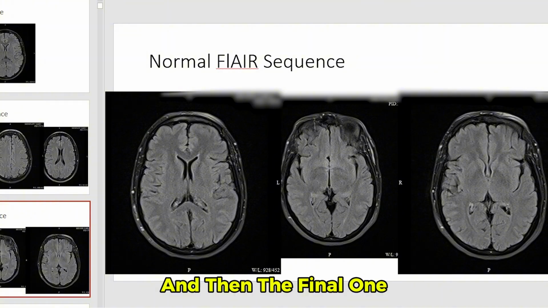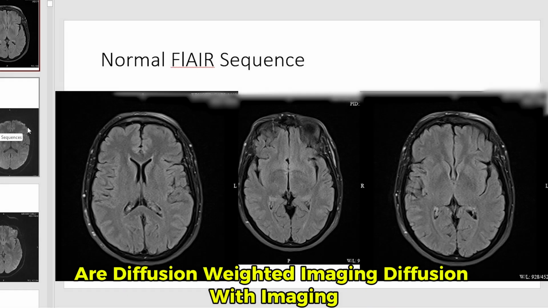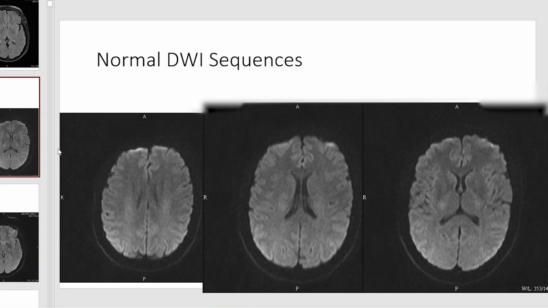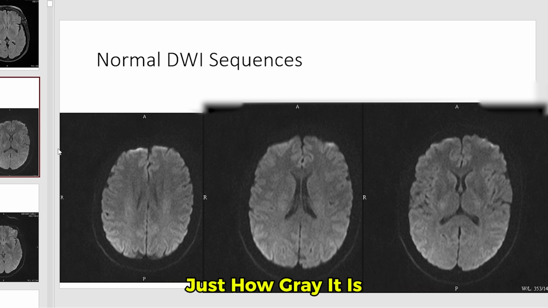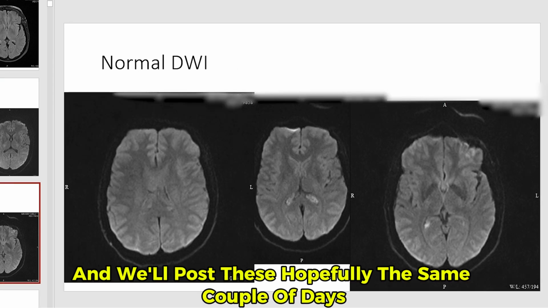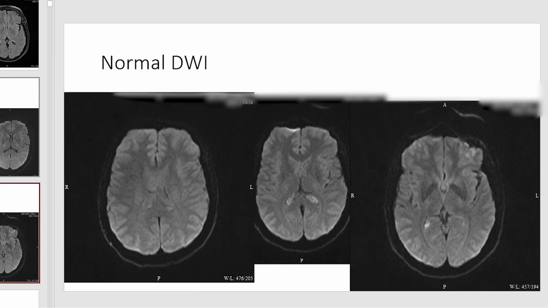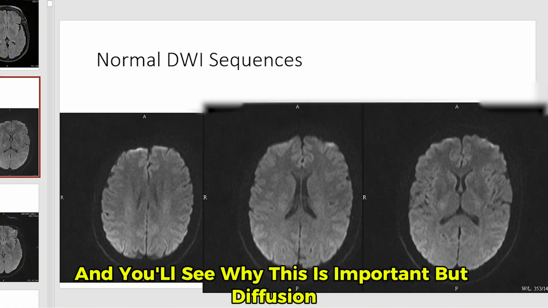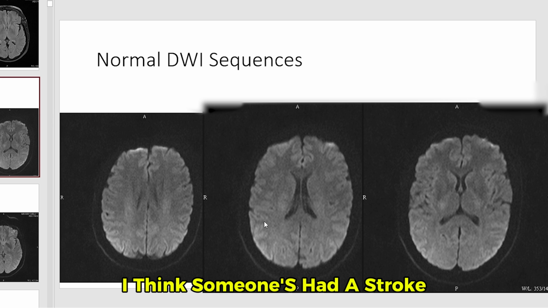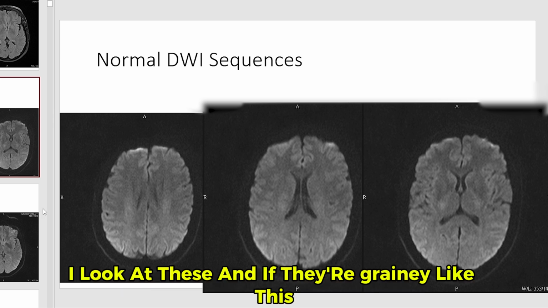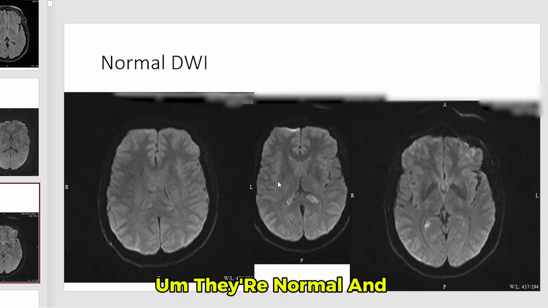And then the final two are diffusion-weighted imaging. Diffusion-weighted imaging, it's pretty cool. But look at this, just how gray it is. And I'm going to do another video later today, and we'll post these hopefully within the same couple of days. And you'll see why this is important. But diffusion-weighted imaging, I look at these first. If I think someone's had a stroke, I look at these, and if they're grainy like this, they're normal.